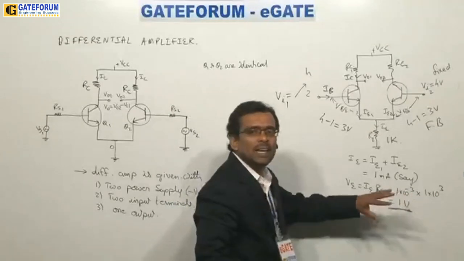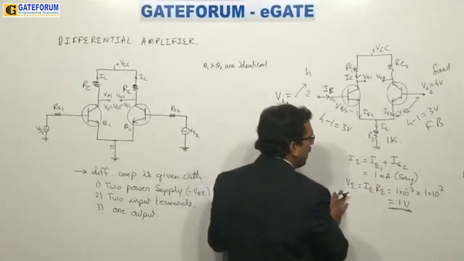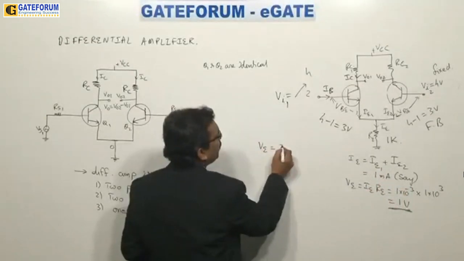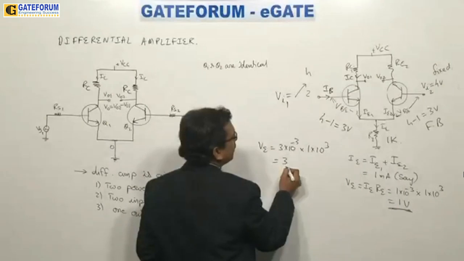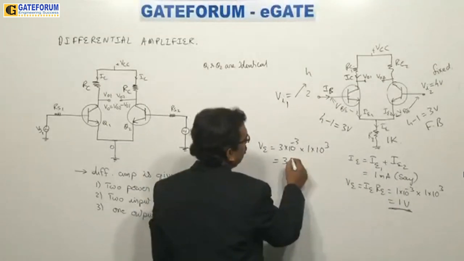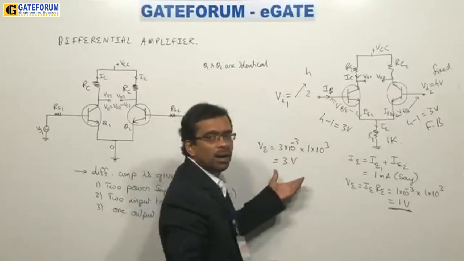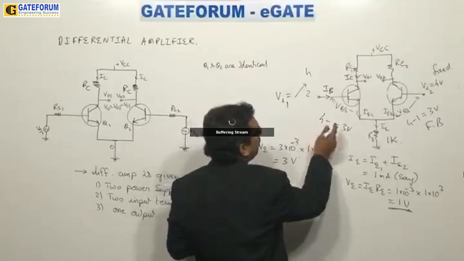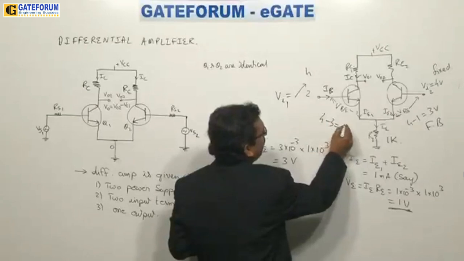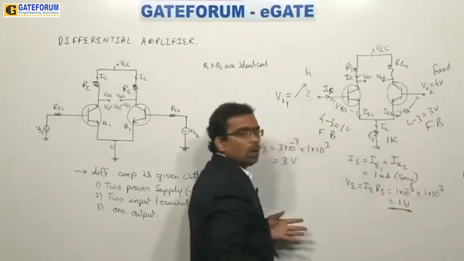Now in this manner, say the IE value has increased to 3 milliamperes, then I am going to get this VE value like this. VE is equal to 3 into 10 power minus 3 into 1 into 10 power 3. So 3 into 1, 3 volts. Now here I am going to get this value 3 minus 1. Still this is forward biased and this is also forward biased, no headache.